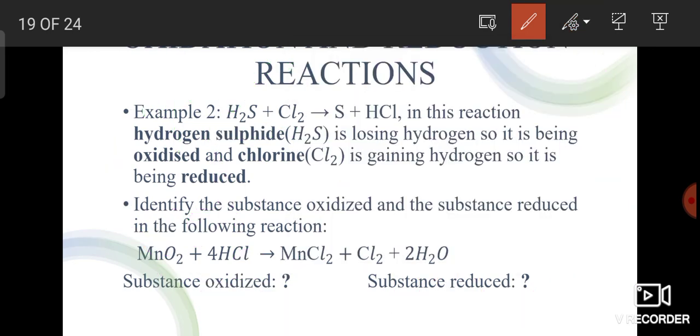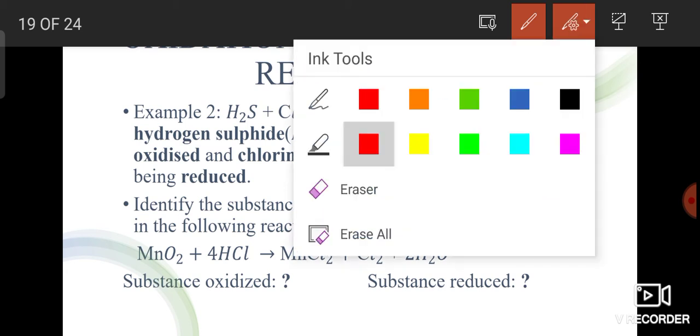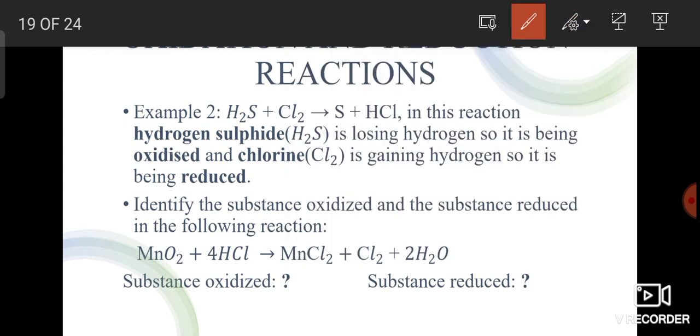Chaliye. Let's have a look at the last example. Now over here, the last one is this one. MnO2 is manganese oxide plus 4 HCl, then manganese chloride is formed and chlorine is formed and water is there. Now again, I will say the same thing: if you are asked to identify the substance which is getting oxidized and the substance which is getting reduced, you just have to look on the reactant side. The answer is obviously going to be there on the reactant side, it is not going to be there on the product side ever, okay, for any of the reactions.